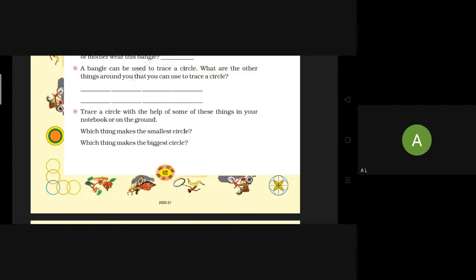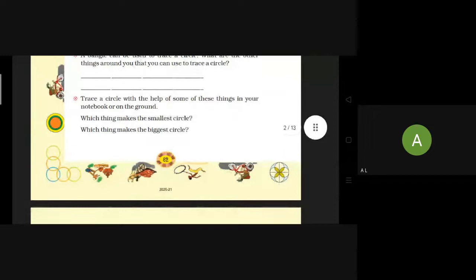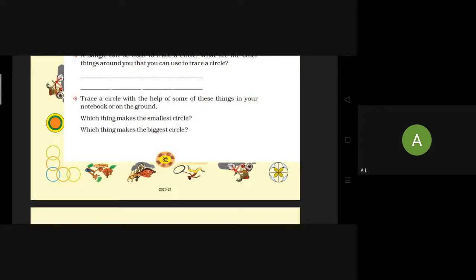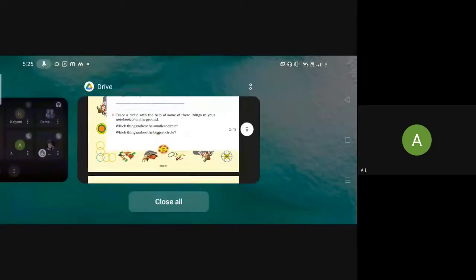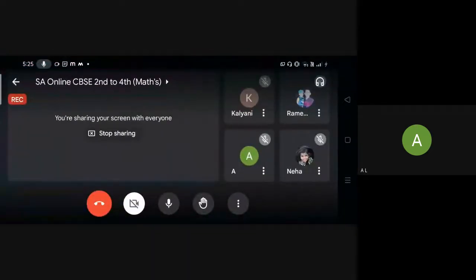Which thing makes the smallest circle and which thing makes the biggest circle? तो इसमें से अगर आप कॉइन, बाउल, बैंगल और प्लेट ले रहे हो, ओके, राउंड शेप प्लेट. यू आर टेकिंग अ कॉइन, यू आर टेकिंग बाउल एंड बैंगल, तो विच सर्कल विल बी द स्मॉलेस्ट वन? कॉइन वाला. एंड द बिगेस्ट वन? प्लेट. वेरी गुड.